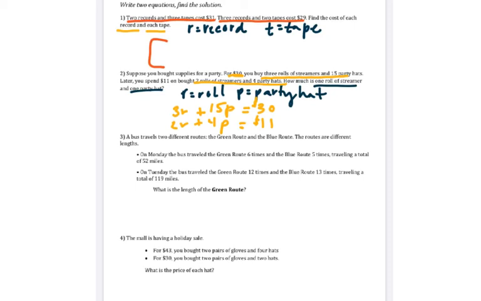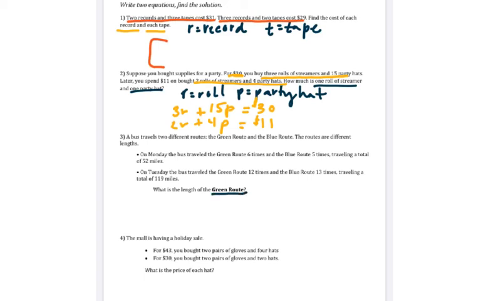In number 3, it's the same type, but in this one it's written in bullet points, which is actually a little bit easier. It says a bus travels 2 different routes, the green route and the blue route. The routes are different lengths. On Monday, the bus traveled the green route 6 times and the blue route 5 times, traveling a total of 52 miles. On Tuesday, the bus traveled the green route 12 times and the blue route 13 times for a total of 119 miles. What is the length of the green route?